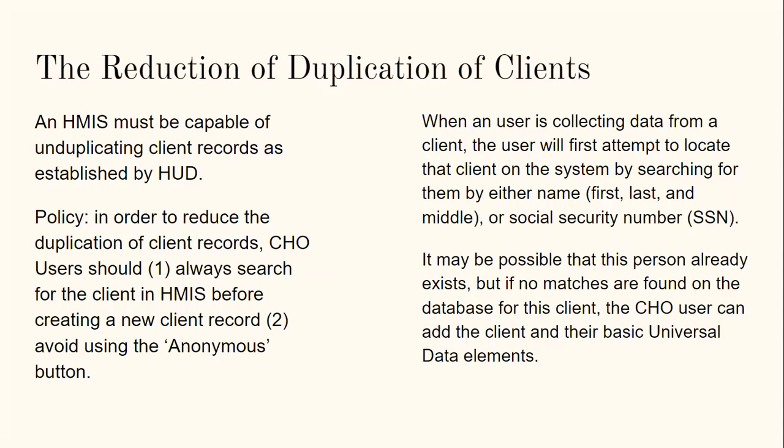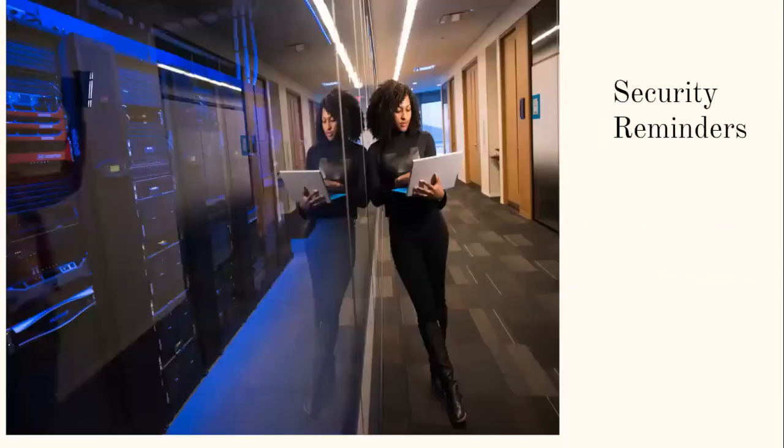When a user is collecting data from a client, the user will first attempt to locate that client on the system by searching for them by either name, first, last, and middle, or social security number. It may be possible that this person already exists, but if no matches are found on the database for this client, the agency user can add the client and their basic universal data elements. One thing to remember about this for security is that we do not include the full social security number. All you need to put in is the last 4 digits to try to do a match. It's very important to look for a match in the system before you create a new file. It helps us keep down duplication and makes sure that we can match what's going on in a client's record from start to beginning once they enter our COC's program.